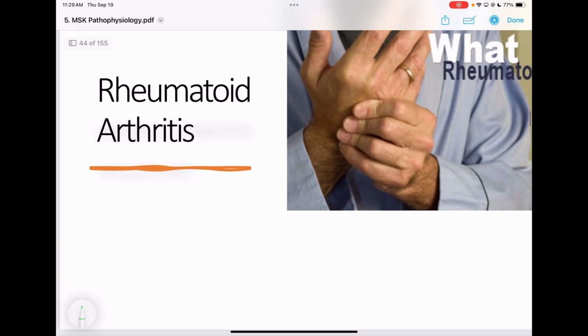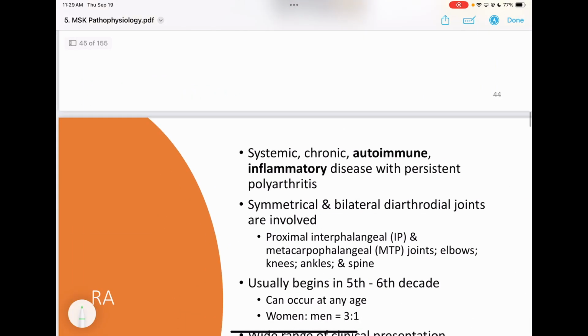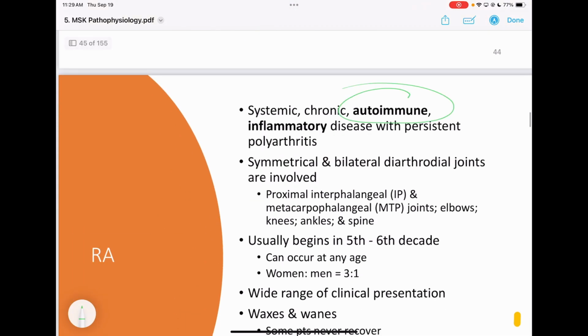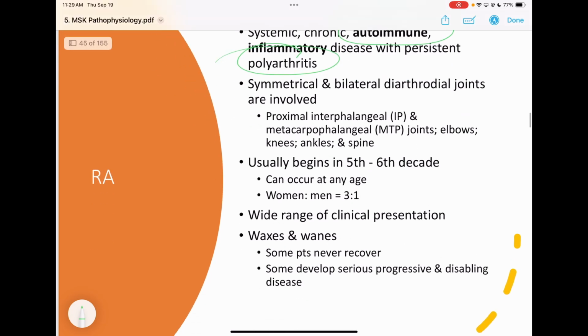Okay, the next one we'll talk about is rheumatoid arthritis. Rheumatoid arthritis is an autoimmune disease, and it presents with polyarthritis. So they have arthritis in different parts of the body. It usually is going to be symmetrical, bilateral joints, both hands, both feet, not just one or the other. Usually both hands, both feet. MTP joints, elbows, knees, ankle, spine.